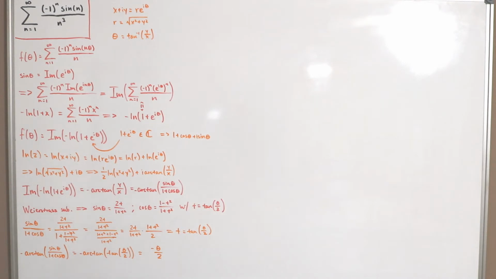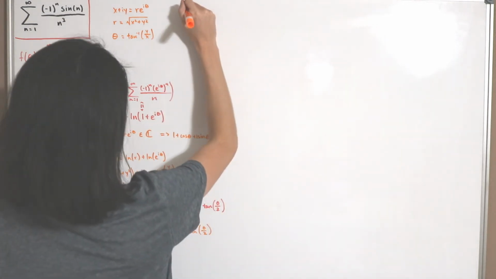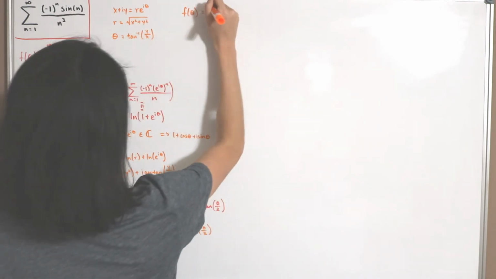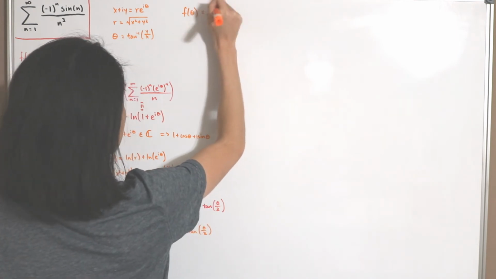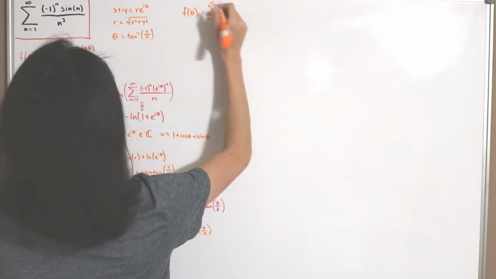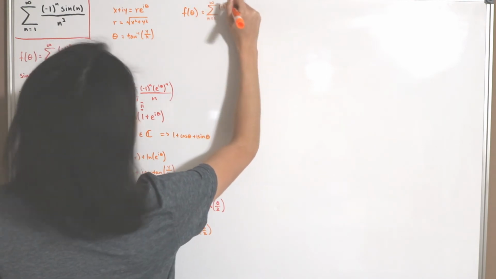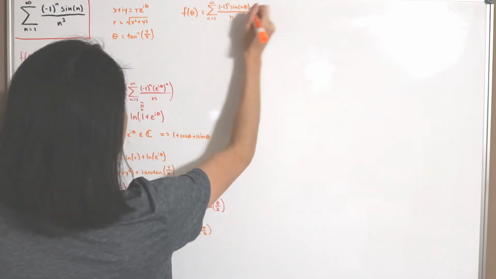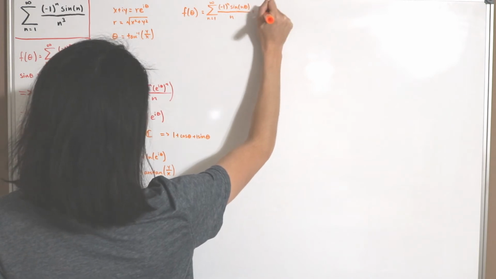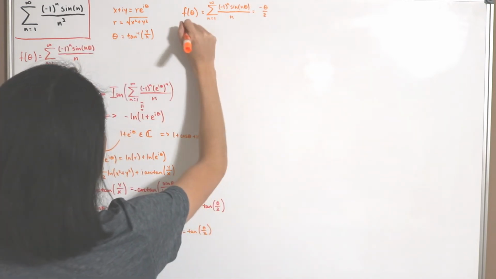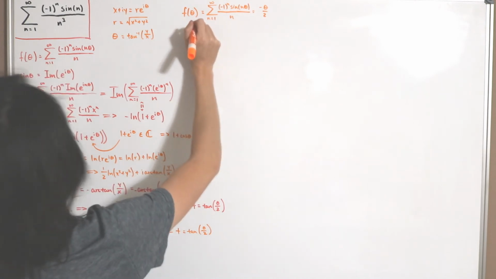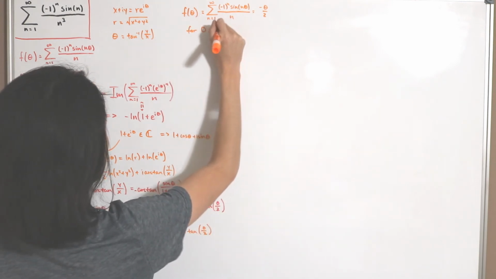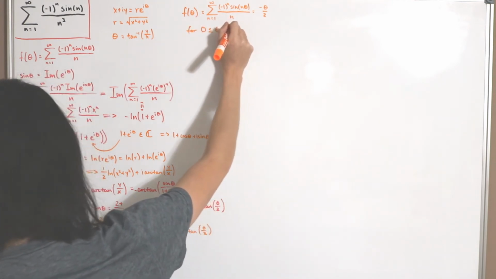Okay, and so let's reiterate. Then that means f of theta, which is equal to our infinite sum coming from what we defined over here, the sum from n equals 1 to infinity of the alternating series negative 1 to the n, sine of n theta, divided by n, is just equal to negative theta divided by 2, for 0 less than or equal to theta less than or equal to 2 pi.